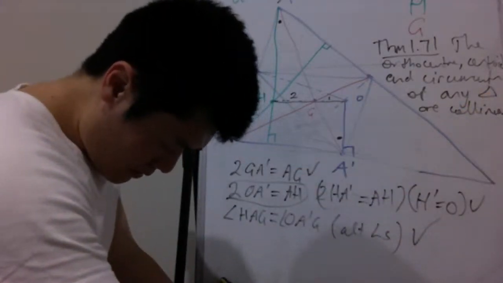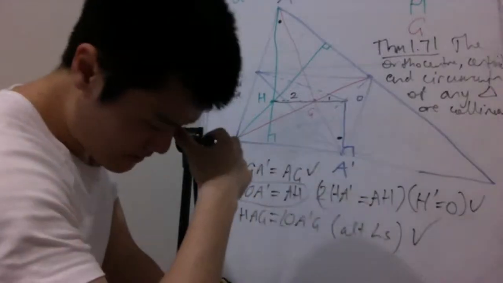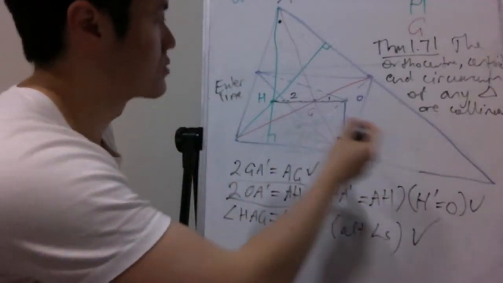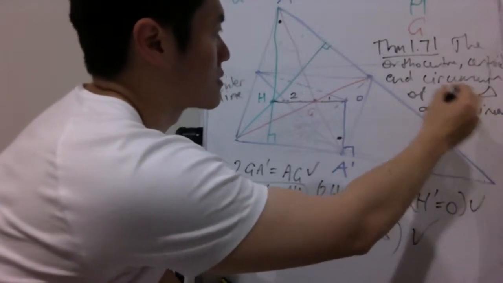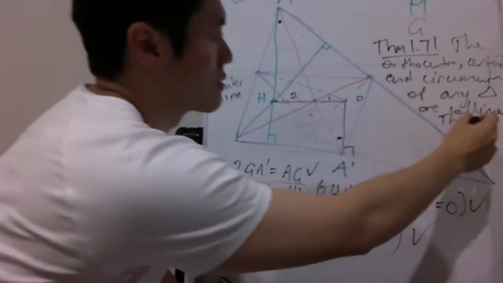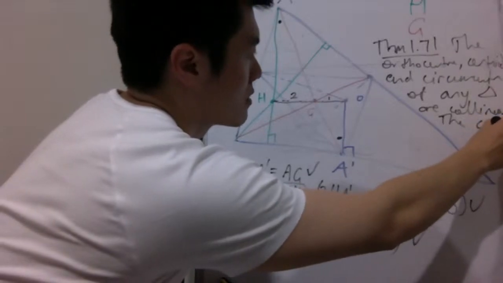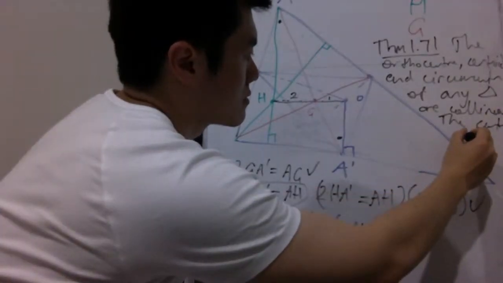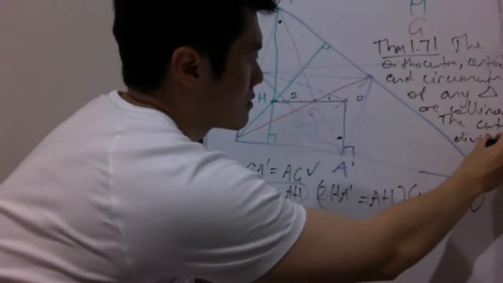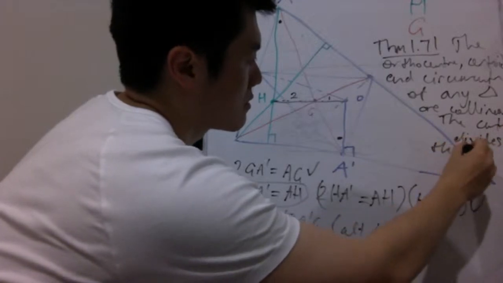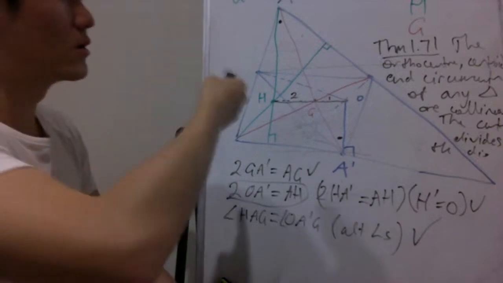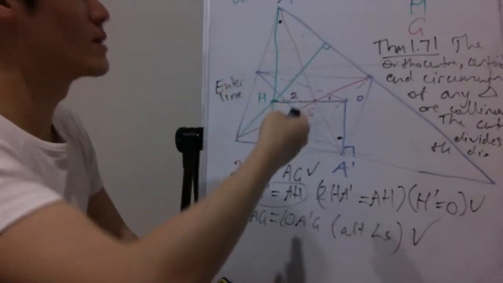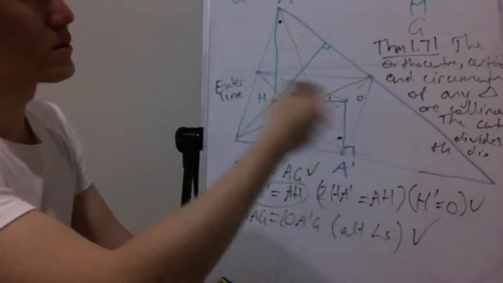The centroid divides the distance from the orthocenter to the circumcenter in the ratio 2:1, yeah? So maybe the centroid divides the distance. So it also tells you what the order is. It's not just collinear. It's O, G, H. Or maybe if it's outside, then 2 to maybe, I don't know.